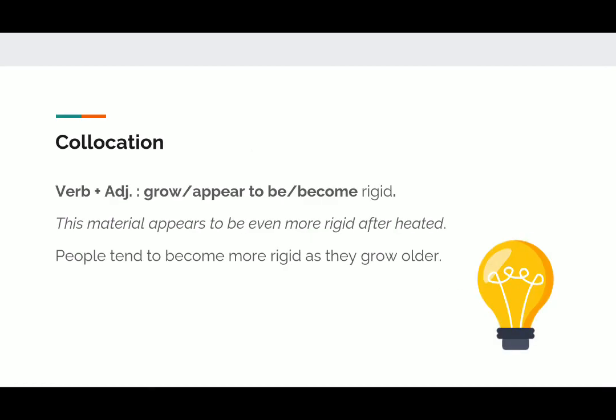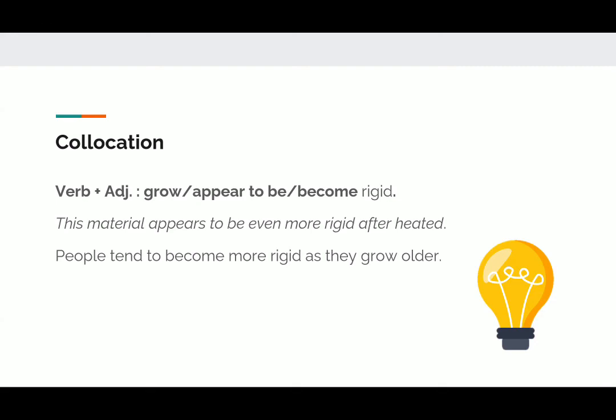So at last, let me give you a common collocation of the word rigid. It's usually verb plus adjective. So you can say grow to be rigid. You can say grow rigid, or appear to be rigid, or become rigid. This material appears to be even more rigid after heated. So this material is actually becoming more difficult to be bent after heated.